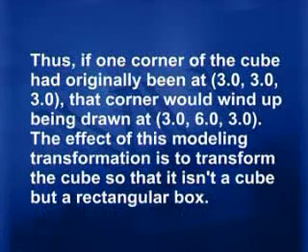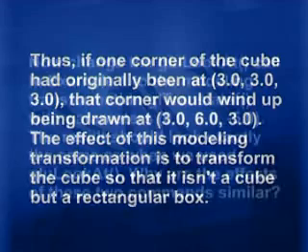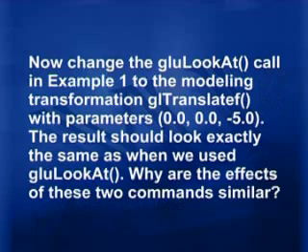Thus, if one corner of the cube had originally been at 3.0, 3.0, and 3.0, that corner would wind up being drawn at 3.0, 6.0, 3.0. The effect of this modeling transformation is to transform the cube so that it isn't a cube but a rectangular box. Now you can change the gluLookAt call in the example to the modeling transformation glTranslatef with the parameters 0.0, 0.0, and minus 5.0. The result should look exactly the same as when we used gluLookAt.